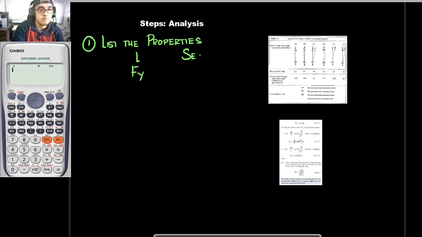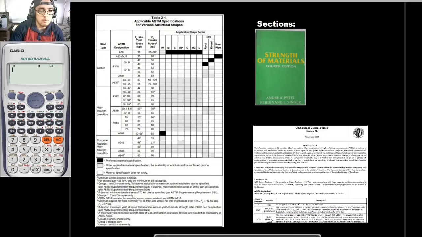So section properties. So how can we get that section properties right there? So we would be getting it from this book by Ferdinand Singer or through the AISC Shapes database. So yung Excel file. Or if you have a book na AISC, you can also get it from there.